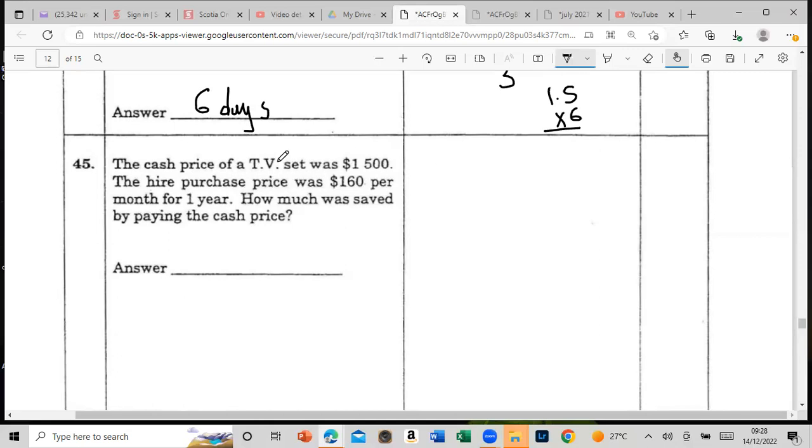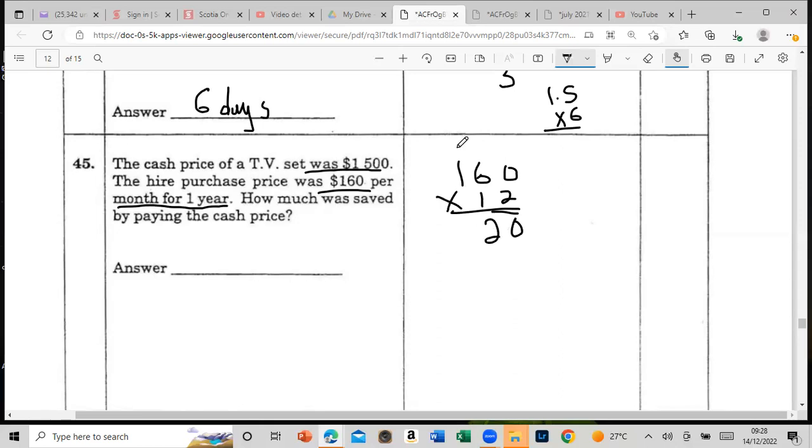Let me deal. Alright, so the cash price was 1,500. So ignore that. So it's 160 per month for a year. So that means it's going to be a total of 12 months. That's what makes a year, I was told. Alright, so let's go. So multiplying this by 12, 2 times 6, 12, 2 carry 1, 2 ones, 2 and 3. Put a 0 for all the space. This is the total money you're going to pay on hire purchase.